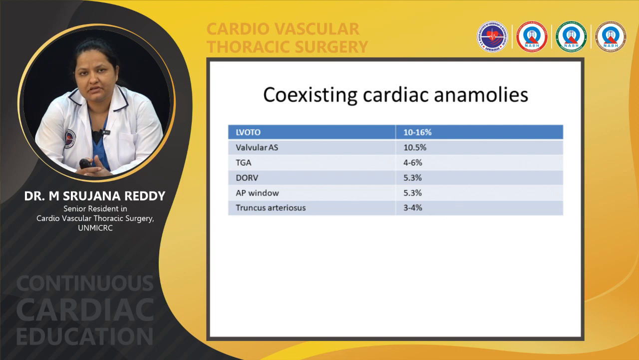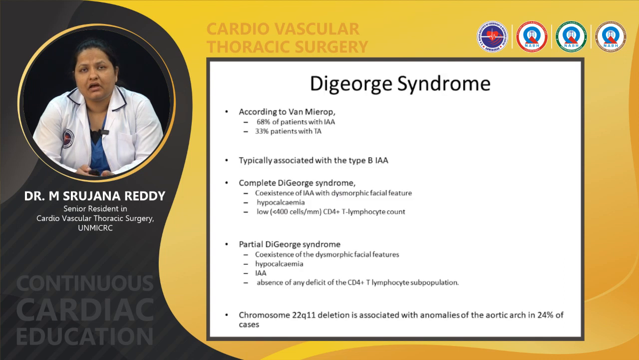VSDs are a common association with interrupted aortic arch. In 10 to 16% of the patients, there is an association of left ventricular outflow tract obstruction or valvular stenosis, and there are few patients wherein there is association with transposition of great arteries or DORV, truncus arteriosus or AP windows.